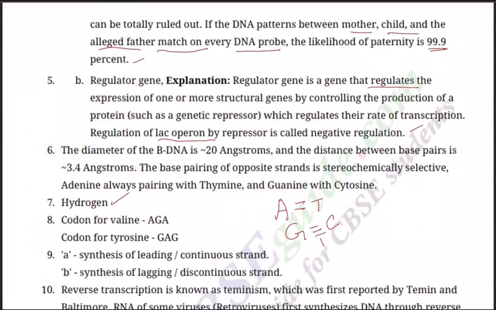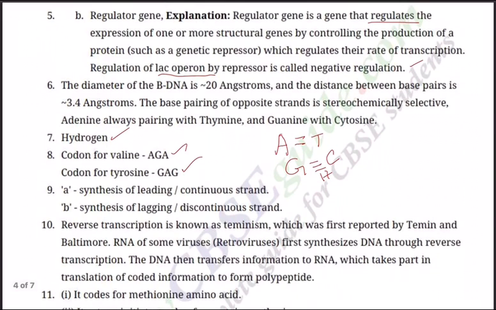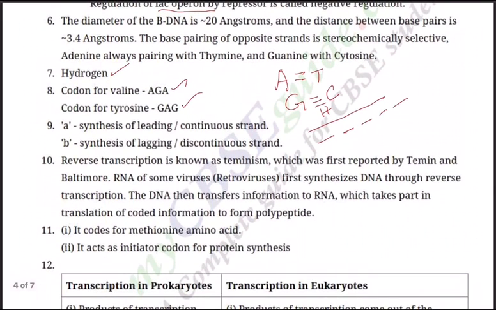And the seventh one, of course, is hydrogen bonding. This bonding is hydrogen bonding, as I just said. Then question number 8: codon for valine AGA, the triplet codon for tyrosine GAG. And question number 9: A, synthesis of leading or continuous strand, and B, synthesis of lagging or discontinuous strand. I said if there is a straight line like this, that's continuous. If there are breaks like this, then we say lagging strand or discontinuous strand.